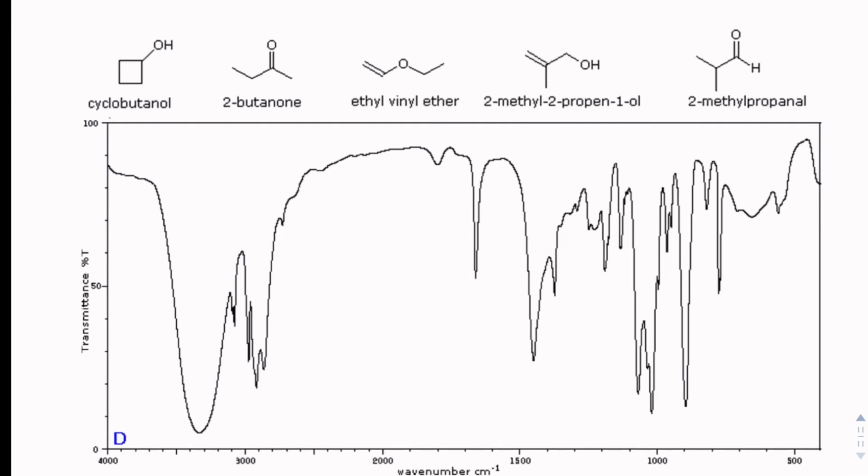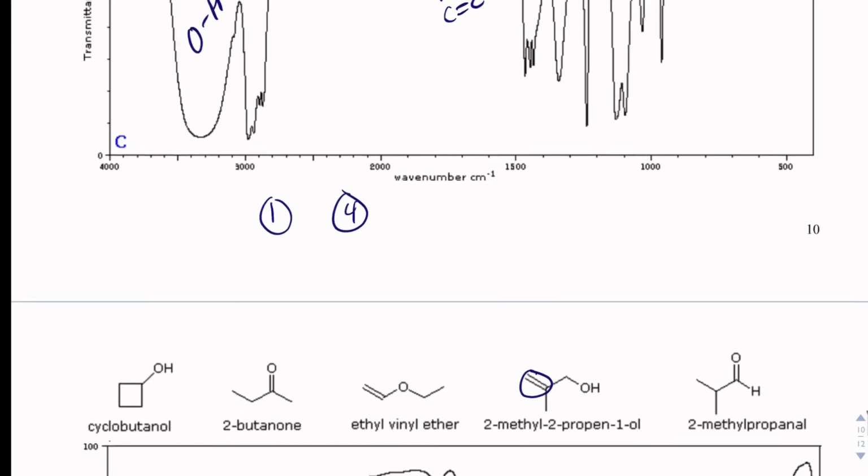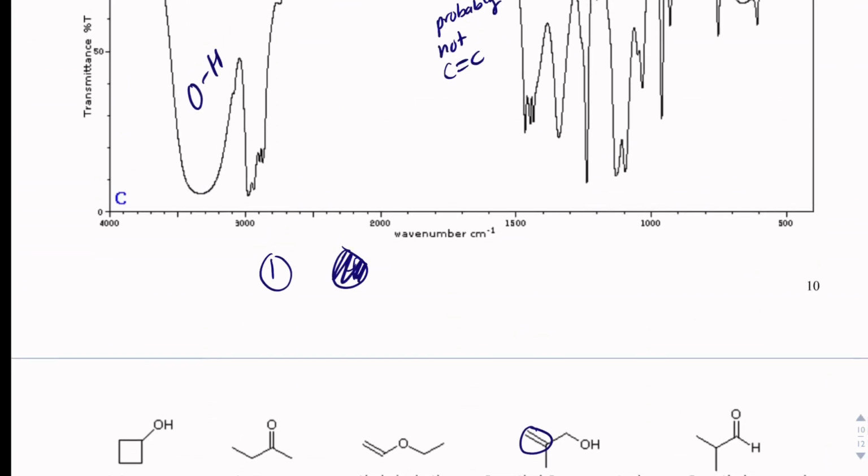When we get to D, we do have an OH, absolutely. So again, we're between 1 and 4. Compound 4 has that double bond, so let's see if we get a good double bond here. That's pretty close to 1600. I would say that that's a better choice for the C=C double bond. So this guy is 4, and then that leaves this guy as 1.